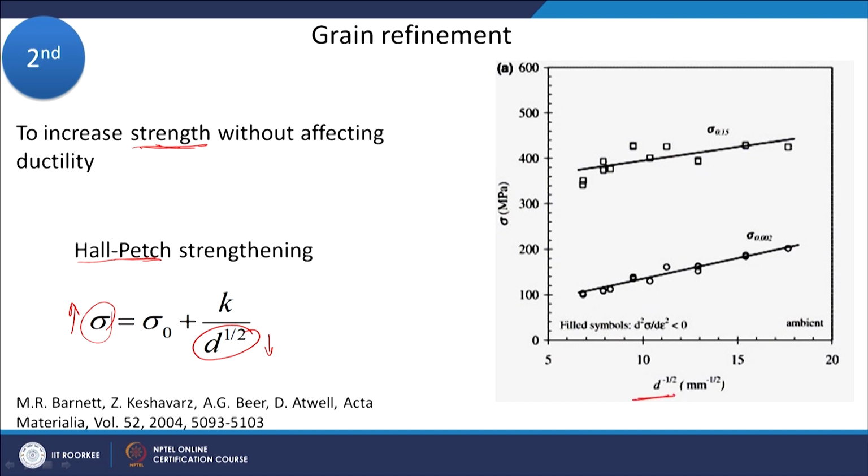So, on the x axis you have d to the power minus half plotted, and on the y axis we have stress. You can see that as we increase d to the power minus half, that means we are decreasing the grain size, the yield stress of the material is increasing. So, this is the effect of grain size reduction. That is always what we like to have.